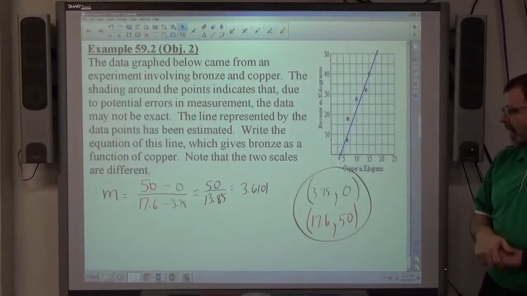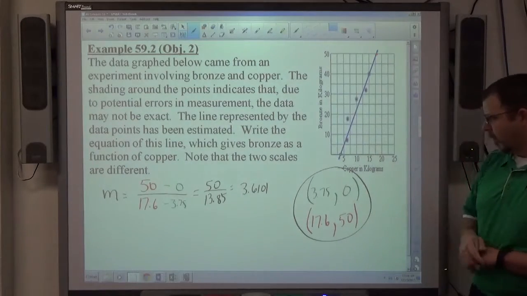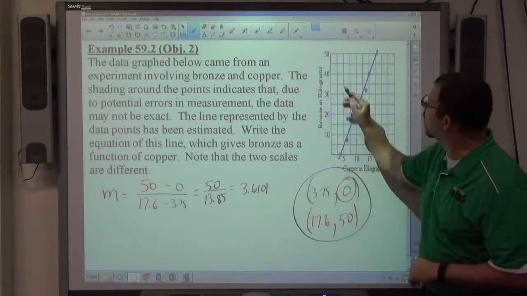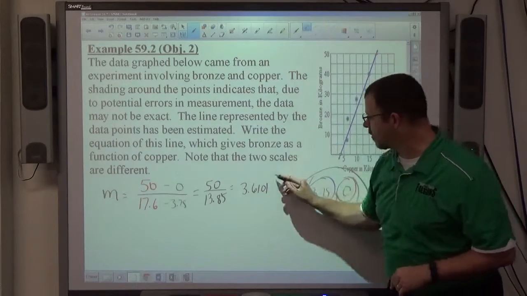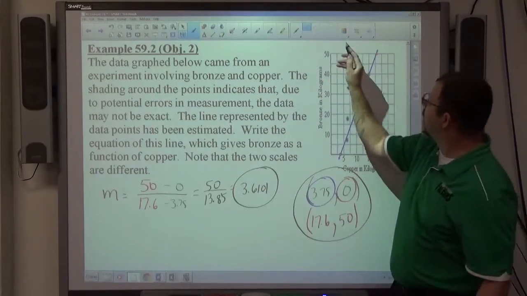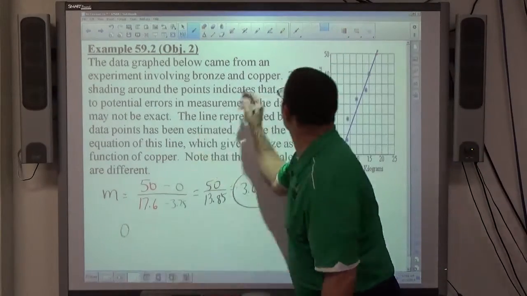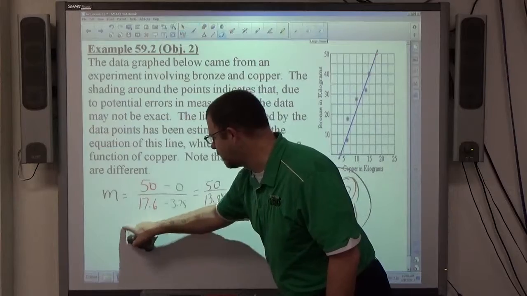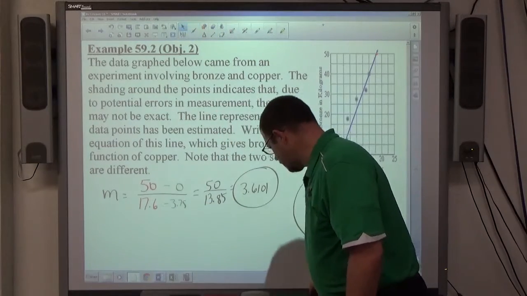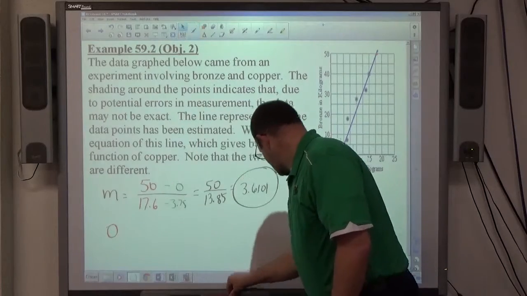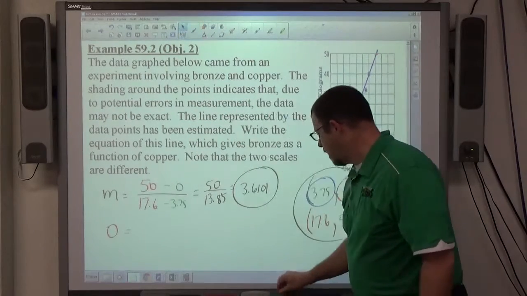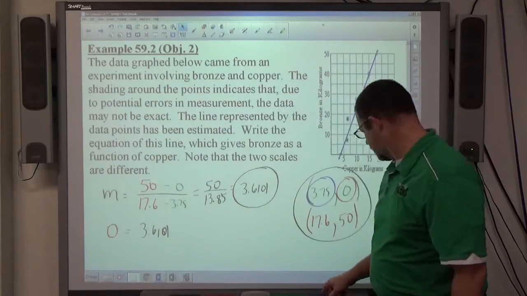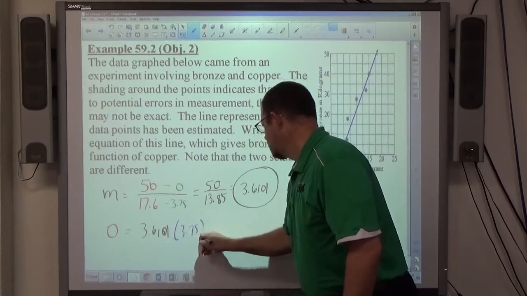Okay. Once you find m, you go y equals mx plus b. Which point do you want to use? 3.75. Absolutely want to use that one. So I've got y is 0, x is 3.75, and slope is 3.6101. So I'm going to get 0 equals, oh, I'm supposed to be using red, aren't I? Tell you what, try and color code this stuff and use the wrong colors. 0 equals 3.6101 times 3.75 plus b.